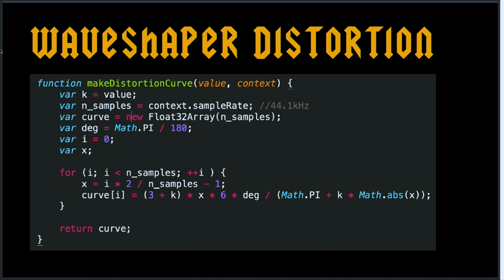So I can't really just go on the internet and say, I want to find the Boss Distortion DS1 algorithm for creating that curve. They don't give it to you. This one is everywhere. Pretty much every example that you find on the internet will pretty much use this calculation.